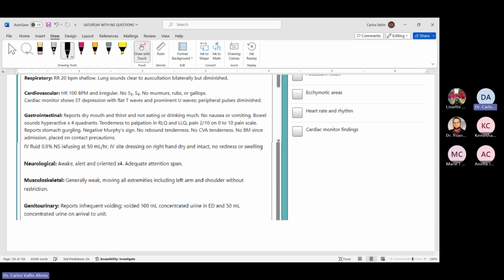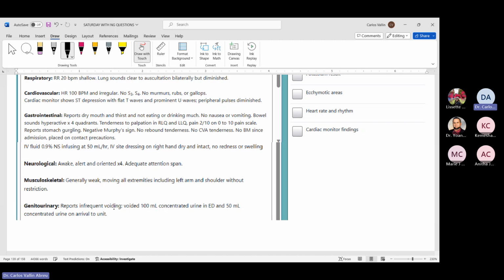IV fluid 0.9 normal saline infusion at 50 per hour. Notice that this is what we use in patients that have dehydration, the isotonic IV fluid. IV site dressing on right hand, intact, no redness or swelling. Neurological: awake, alert, and oriented times four, with adequate attention span. Musculoskeletal: generally weak. We talk about this weakness and the hypokalemia, moving all extremities, including left arm and shoulder without restriction. Looks like there are no big problems in this trauma of the shoulder.